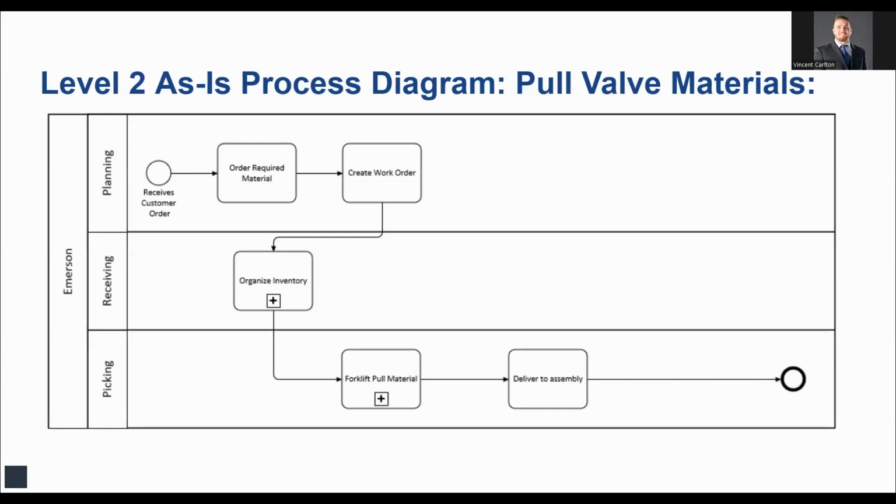For the as-is process diagram for the pull valve materials problem, after examining the process further, we gathered information from Emerson employees directly at the factory within each department to grasp a better understanding of the picking process. Each activity within the workflow diagram was discussed by management to find the cause of each problem. If you look at the diagram here, it starts with the received customer order, moves to order required material, create work order, and then the first high impact problem we identified was the disorganized inventory. Then moving on to the second high impact problem of the forklift pull material, delivered to assembly, and then the end of the process.